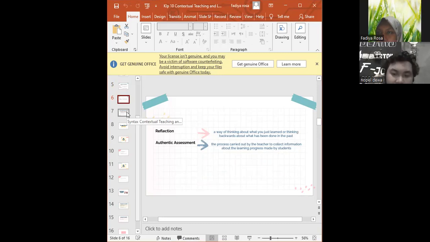The sixth is reflection, a way of learning or thinking backward about what has been done in the past. Reflection is an effort to see, organize, analyze, clarify, and evaluate the things that have been learned. To make this happen, the class is designed at the end of each lesson. The teacher takes the time to provide opportunities for the students to reflect, by a direct statement from the student about what they have learned after learning.